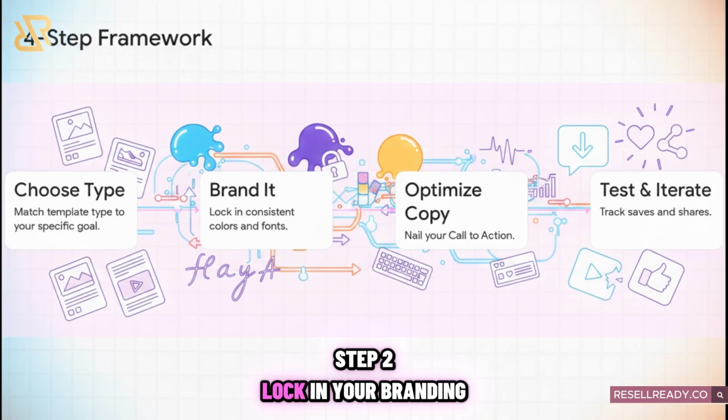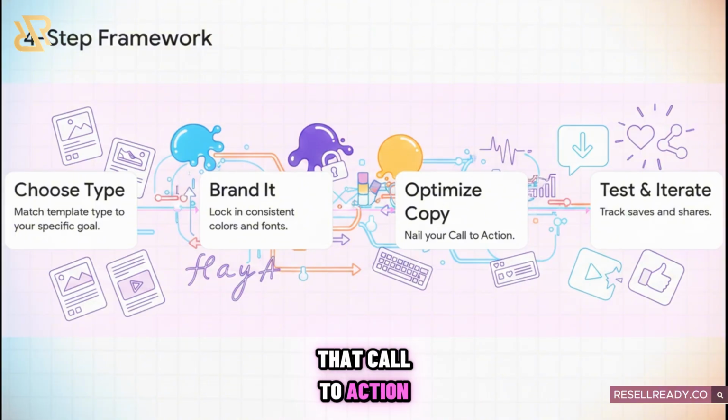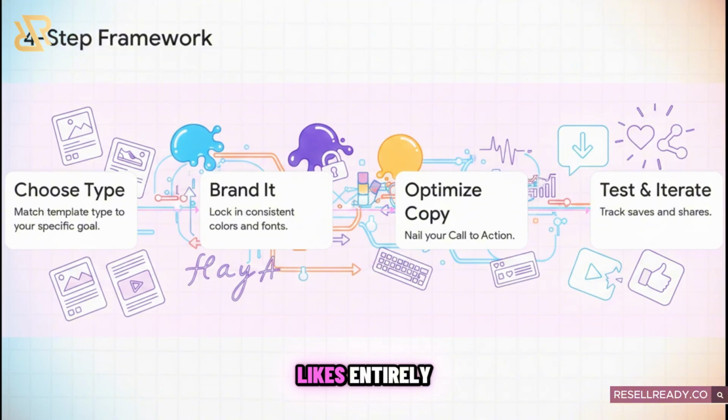Step 2. Lock in your branding. Strictly limit yourself to your specific color palette and just 2 fonts. Step 3. Optimize your copy, really nailing that call to action. And finally, Step 4. Test and iterate by tracking your saves and shares, and honestly, just ignore the likes entirely.